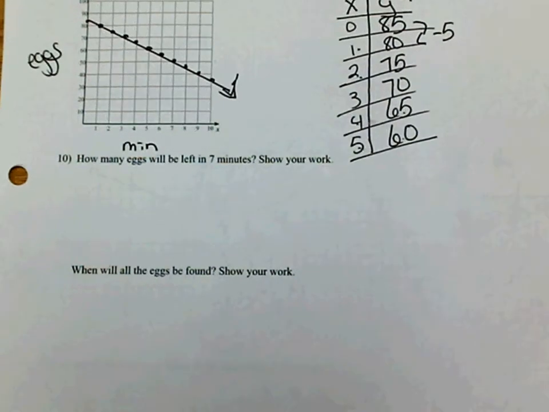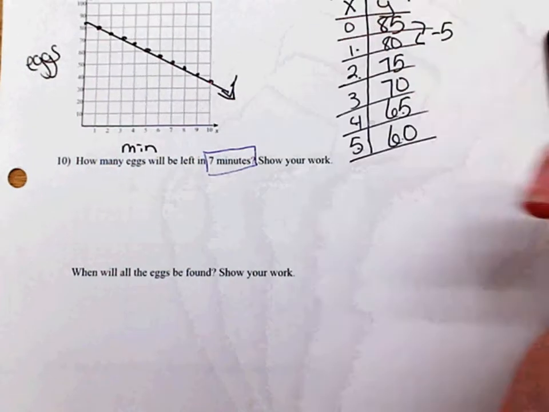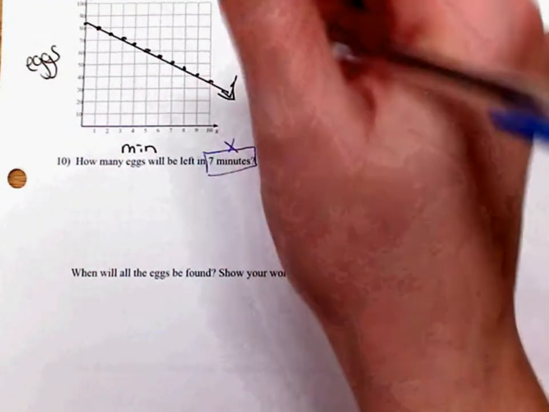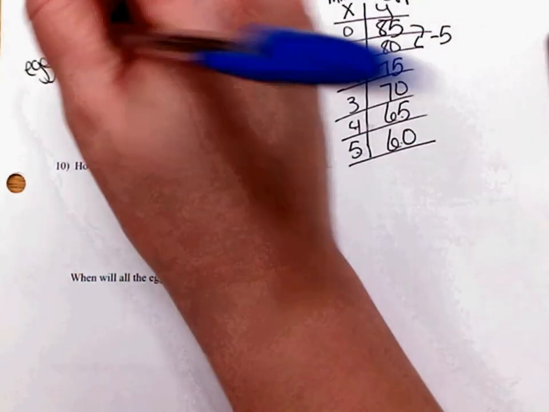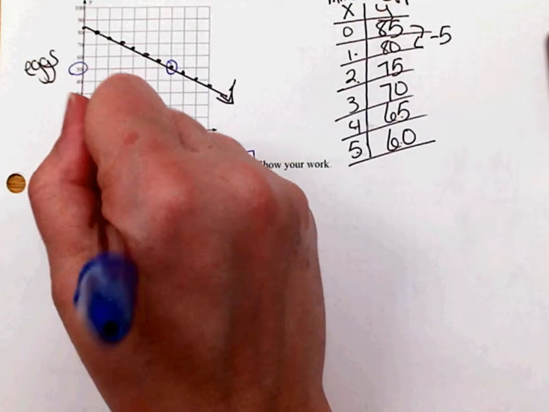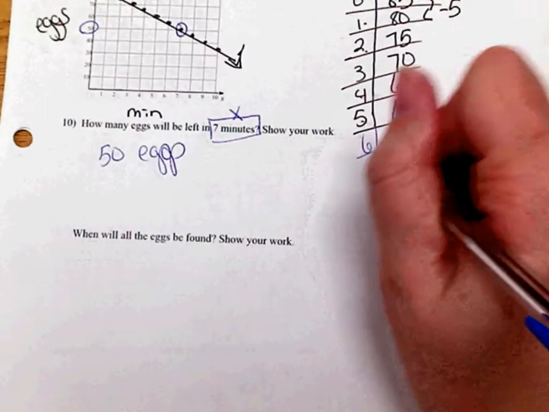So it says how many eggs will be left in 7 minutes. So 7 minutes, minutes is X. So we can go to 7 right here, and it's this dot, which is 50. So we can say 50 eggs. Or you guys could keep going here and do 6 and 7 here. Figure it out that way.